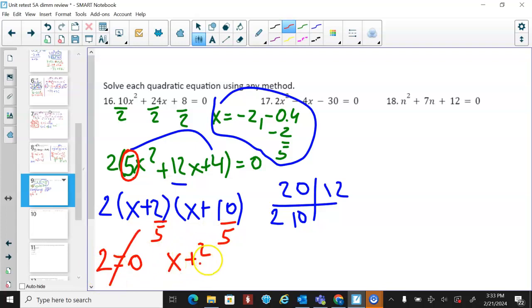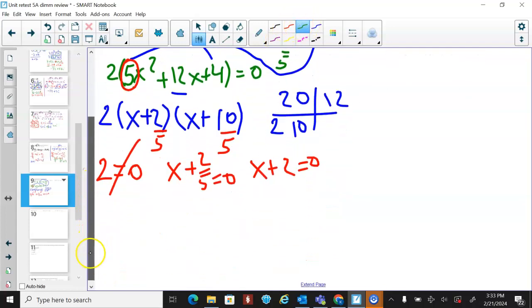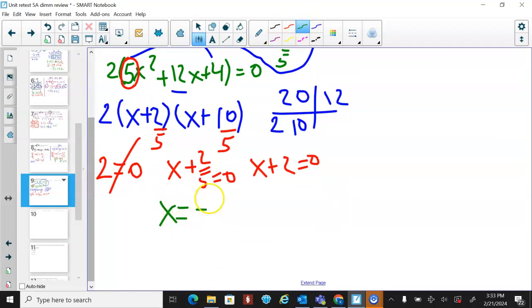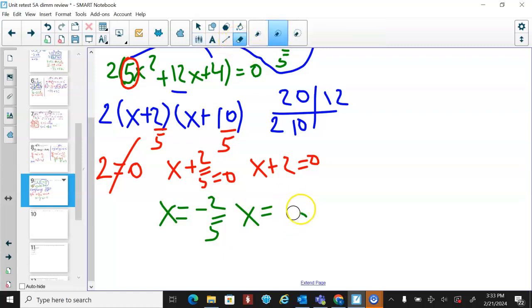x plus 2/5 will equal 0, and x plus 2 will equal 0. Now when I set them equal to 0, x will equal -2/5, and x will equal -2. That exactly matches Desmos, right? Because -0.4 is -2/5. All right? So if you need to write it down, pause the video because I'm going to erase it.